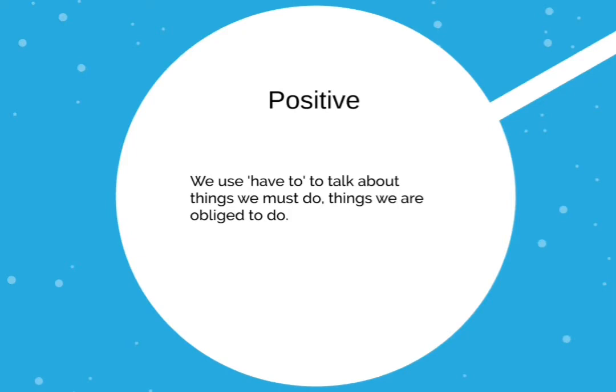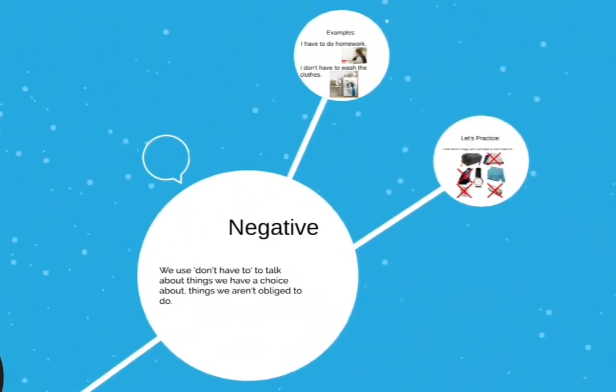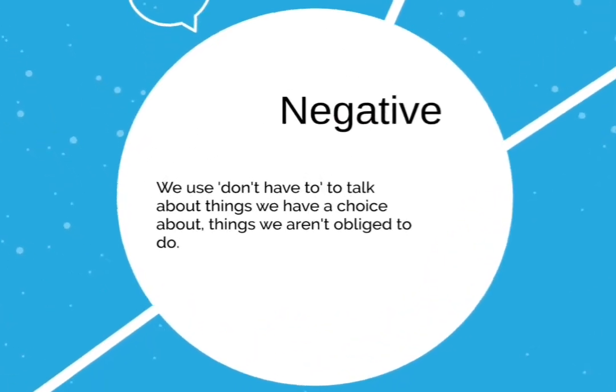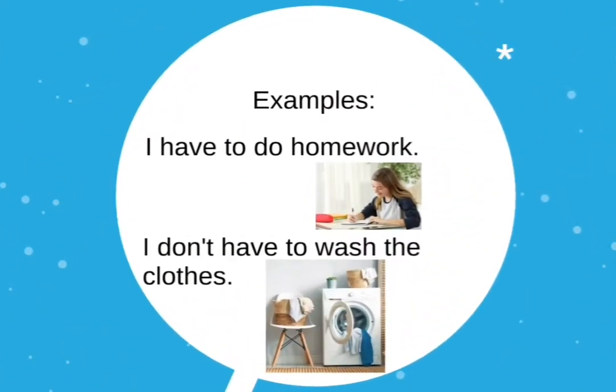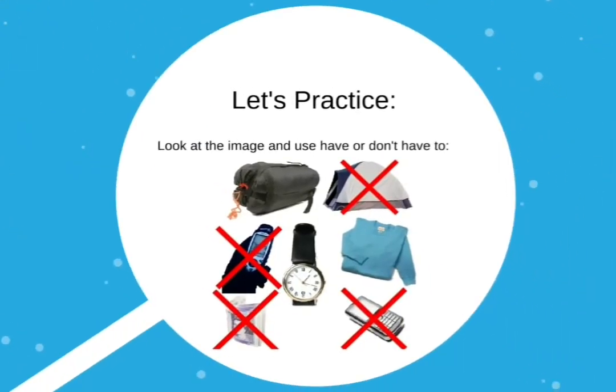In a positive way, we use it to talk about things we must do, things that we are obligated to do. In the negative way, we use it to talk about things we have a choice about, things we are not obligated to do. For example, I have to do my homework. I don't have to wash the clothes. Here we have some practice. For example, I have to take a sleeping bag, but I don't have to take a tent.